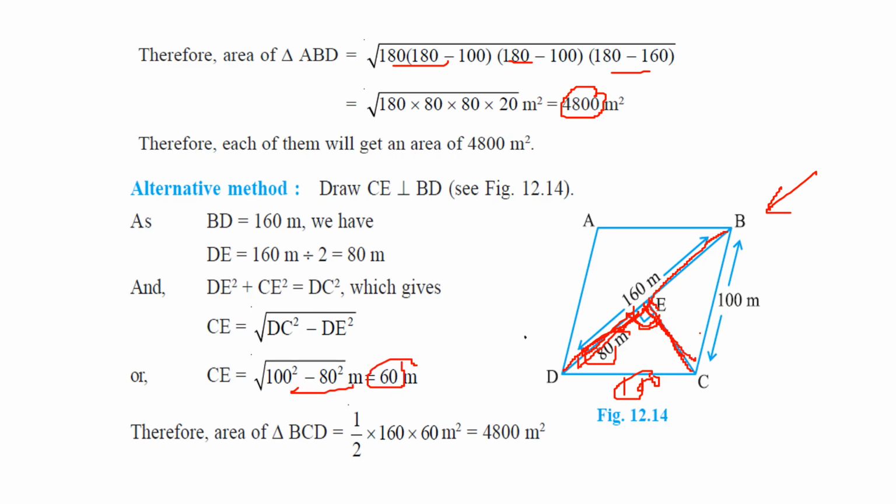So now we can find the area easily. Half into base, that is 160, into altitude, that is 60. Half into base into altitude. So this is the area of BCD. So we have computed the area of each using these two ways.